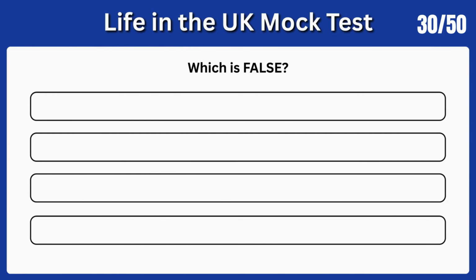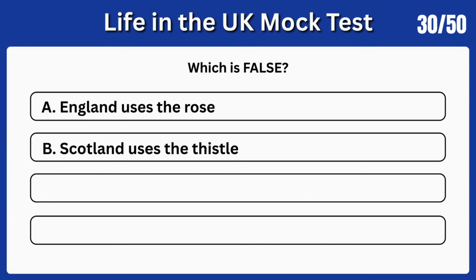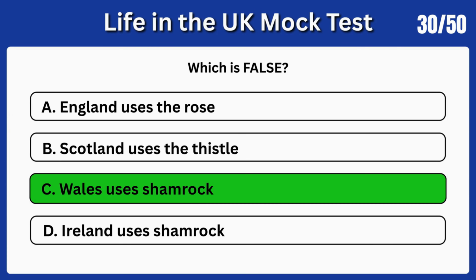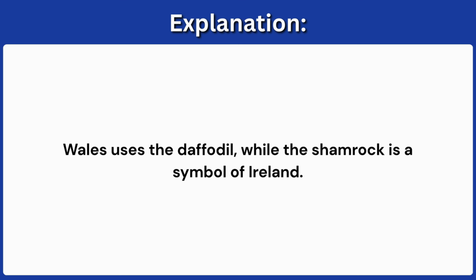Question 30. Which is false? A. England uses the rose. B. Scotland uses the thistle. C. Wales uses shamrock. D. Ireland uses shamrock. The correct answer is C. Explanation. Wales uses the daffodil, while the shamrock is a symbol of Ireland.